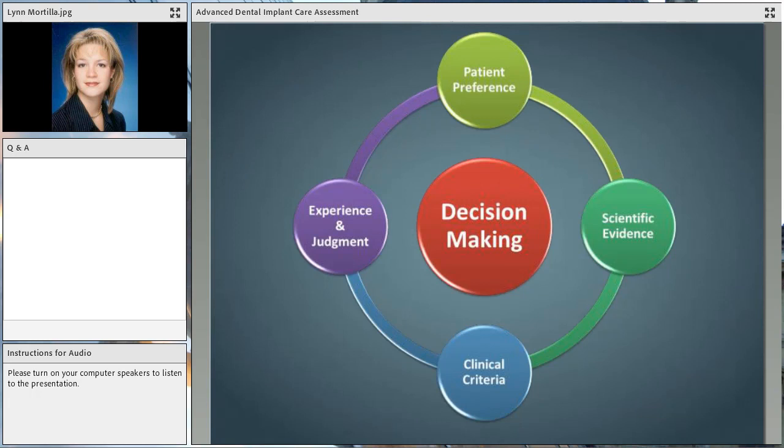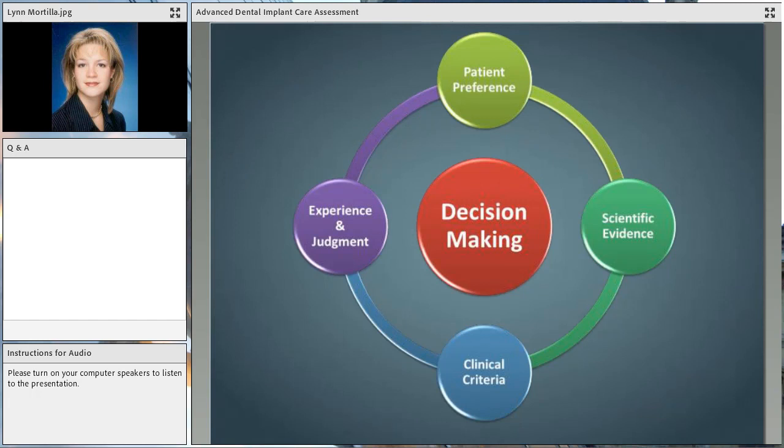Scientific evidence is where you've got to base your knowledge and skill set. You've got to look at the science, and you've got to find the correct science that is applicable to those patients. Then you've got to look at the clinical criteria of the patient that is there. The clinician has to add their experience and judgment of the case, looking at other factors like the health history, other teeth in the mouth, other oral conditions, systemic conditions, and then, of course, what does the patient want? What are their patient preferences? And all of these are going to go into the decision-making bubble.